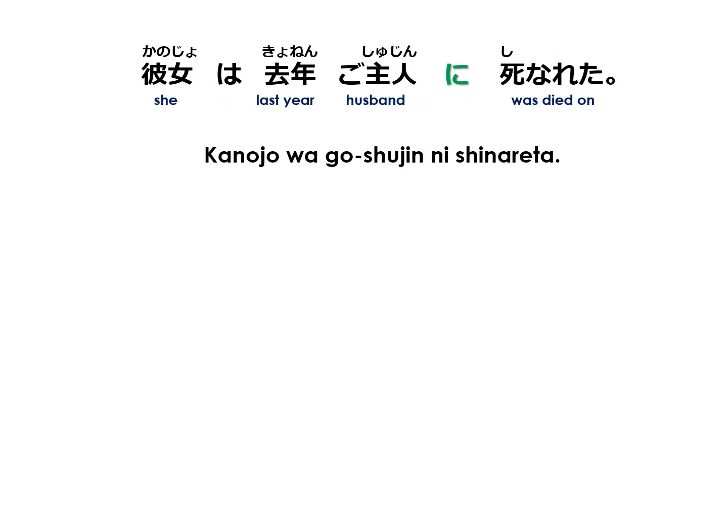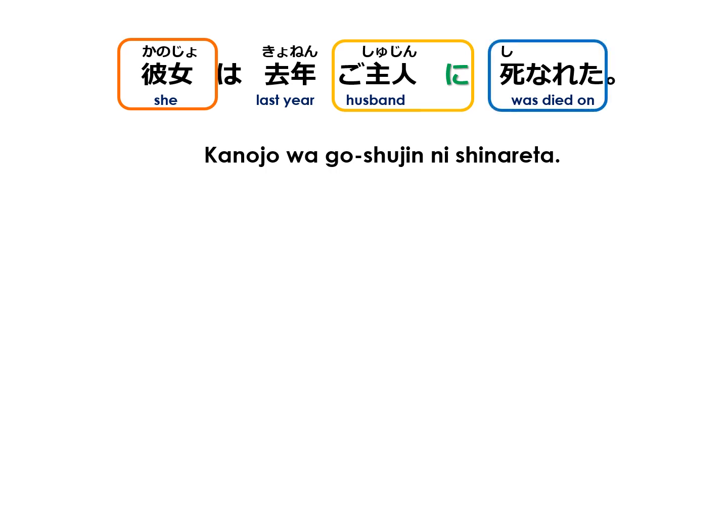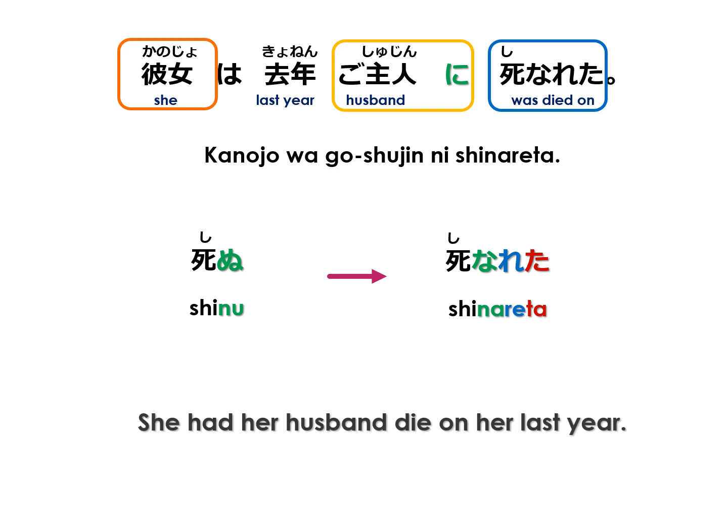Next example. 彼女は去年ご主人に死なれた。Our victim is 彼女, or she. Our doer is ご主人, or her husband. And our passive verb is 死なれた, which comes from 死ぬ, to die, an intransitive verb. So what did the perpetrator do? He died on her.